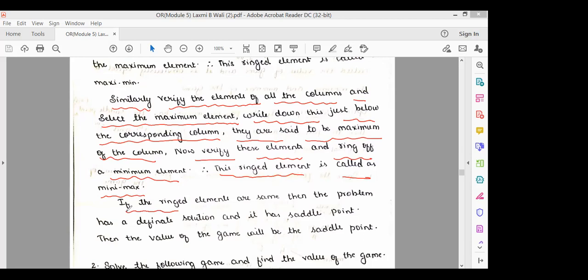Now, if the ringed elements are the same, then the problem has a definite solution and it has a saddle point. So when you have ringed the maximin and minimax elements, if they give the same value, then you say that the problem is going to give you a definite solution and it has a saddle point. Then the value of the game will be the saddle point.